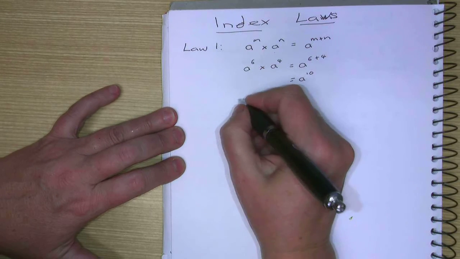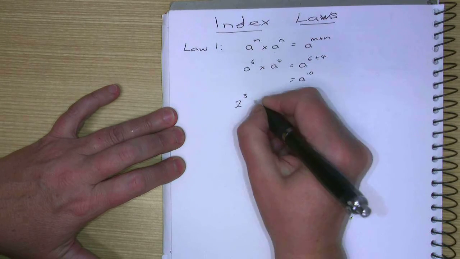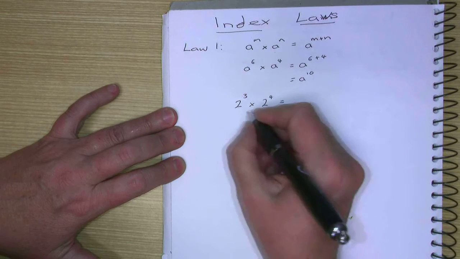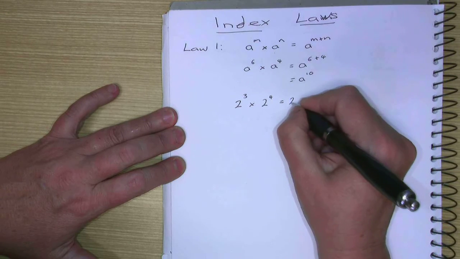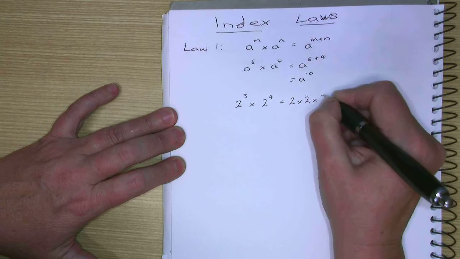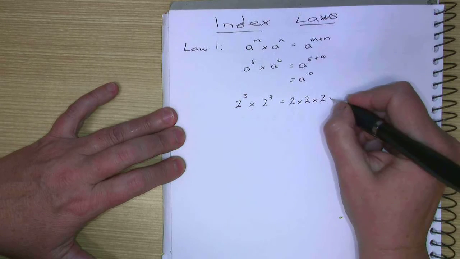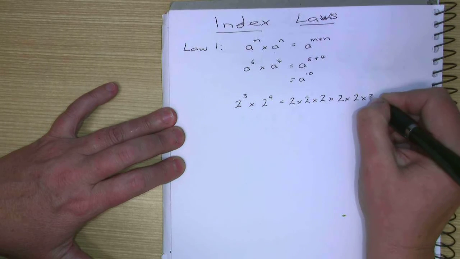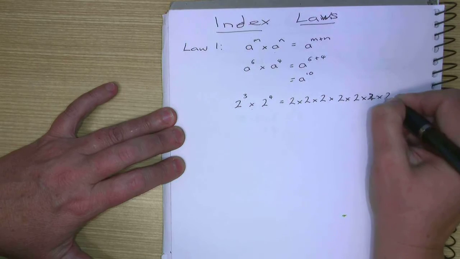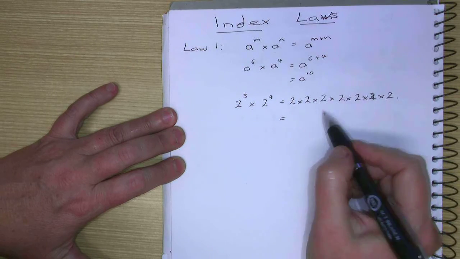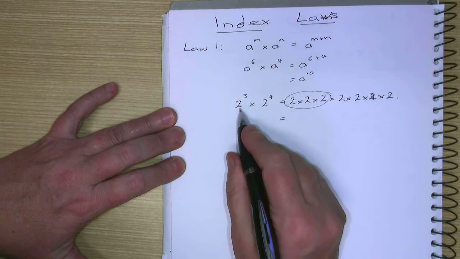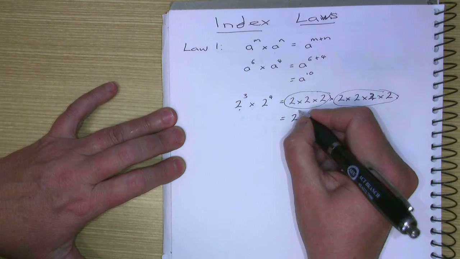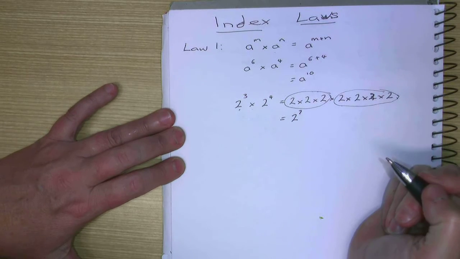Why? If I say 2 to the power of 3 times 2 to the power of 4, that's the same as saying 2 to the power of 3 is 2 times 2 times 2, times 2 to the power of 4, so we have 2 times 2 times 2 times 2. So in total I have 2 to the power of 3 multiplied by 2 to the power of 4, and now I have seven 2s, so 2 to the power of 7.